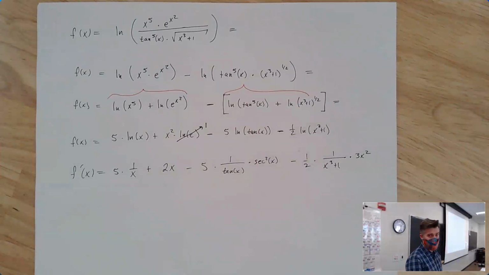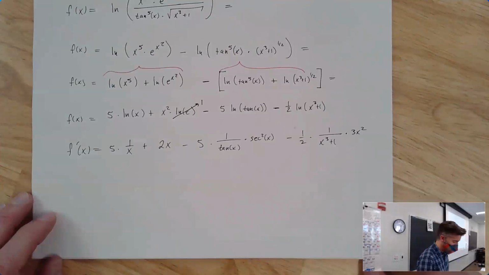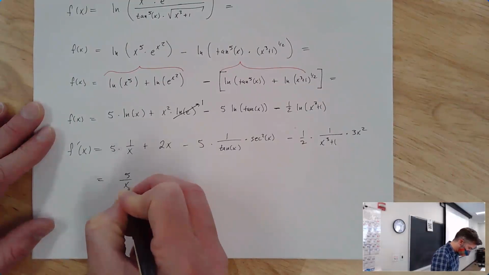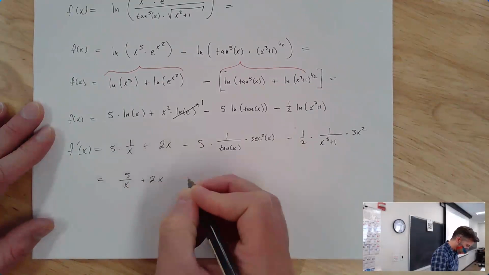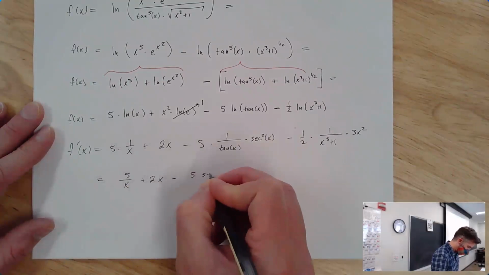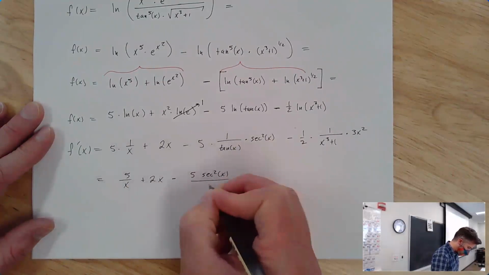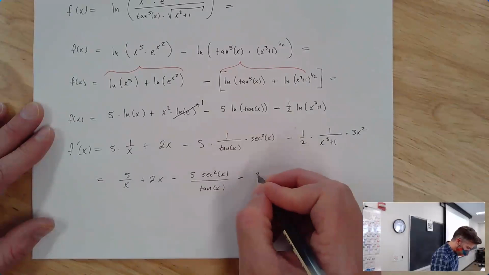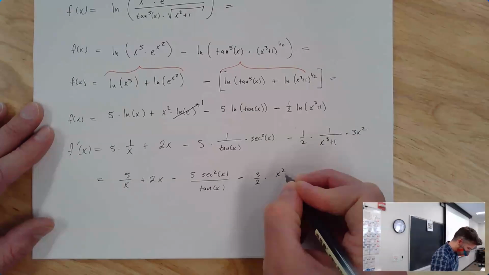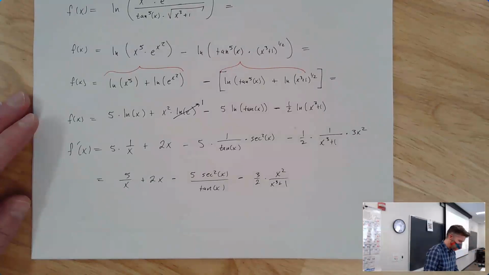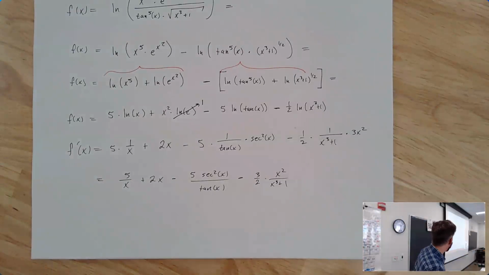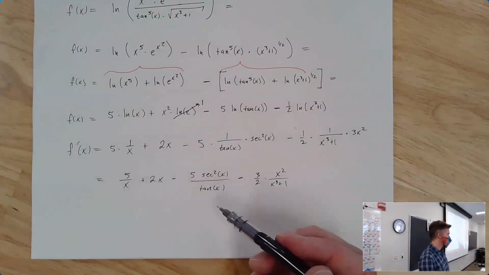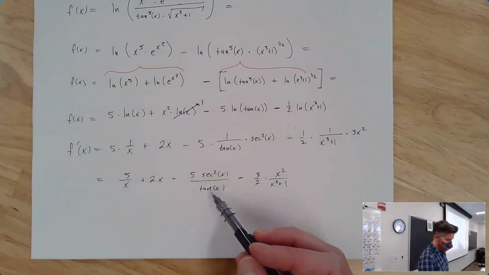And I probably wouldn't really do any simplifying here. I might rewrite as 5 over x plus 2x minus 5 secant squared x over tangent x minus 3 halves x squared over x cubed plus 1. But I don't really think that's particularly necessary. The only thing that might simplify nicely further is secant squared over tangent, but I don't think it does.